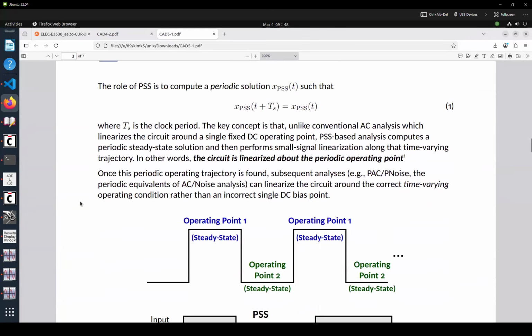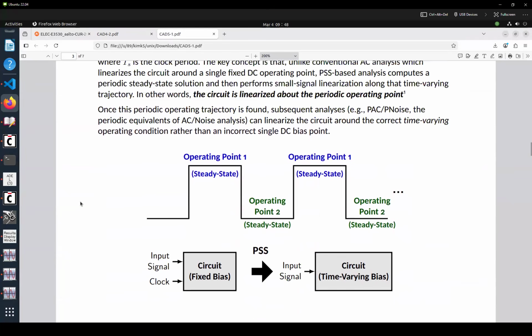there are very, very smart people who mathematically model this kind of behavior as a PSS simulation, which is periodic steady state. So we assume we arrived at the steady state operating point when the clock signal is high, and we calculate. And when the clock signal is low, then we also calculate the steady state operating point. And we are moving back and forth, back and forth.